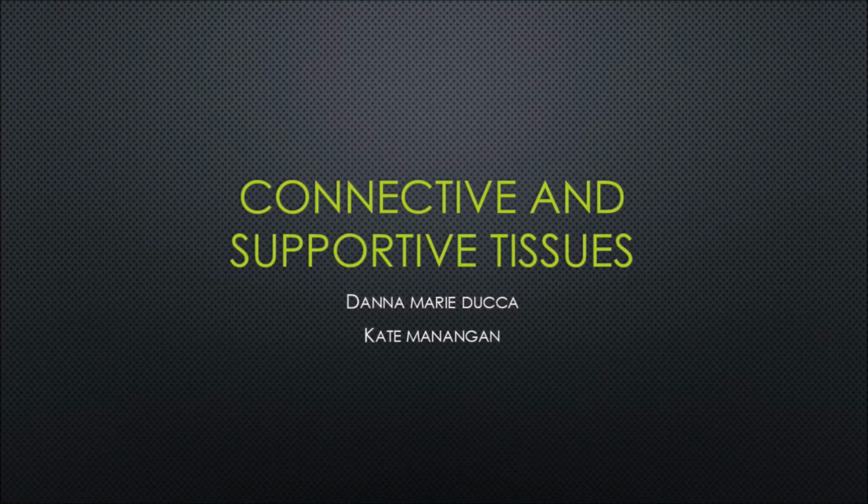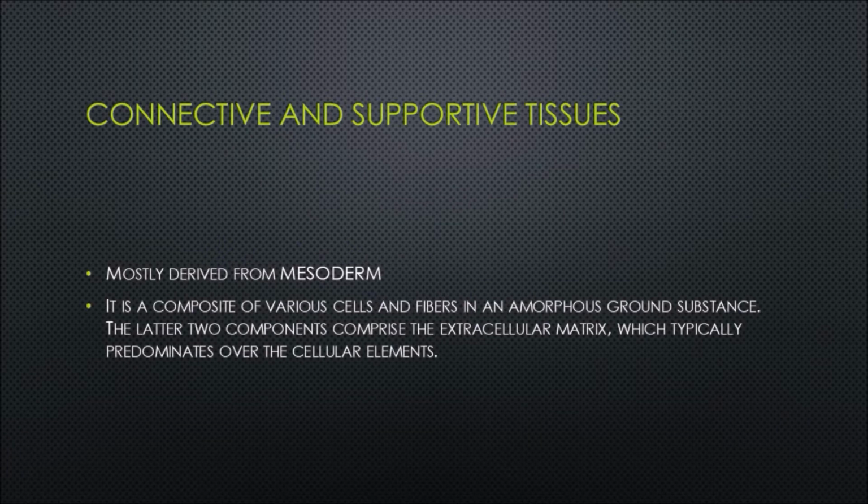Here today to discuss connective and supportive tissues. So what are connective and supportive tissues? Connective and supportive tissues are mostly derived from mesoderm, and are composed of various cells and fibers in an amorphous ground substance. The latter two components comprise the extracellular matrix, which typically predominates over the cellular elements.